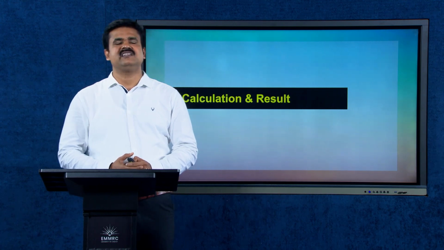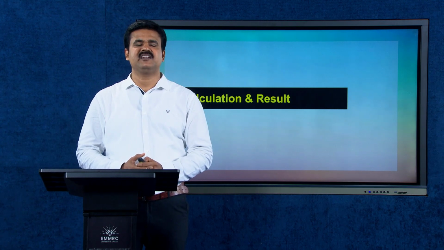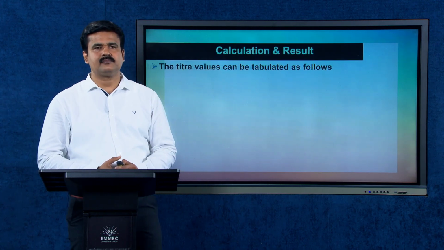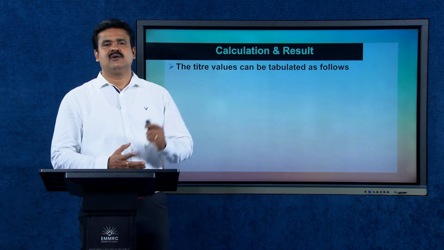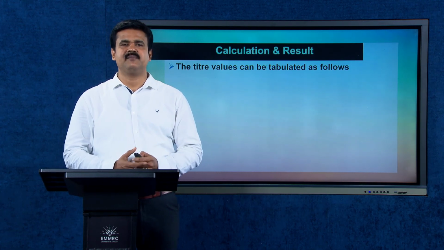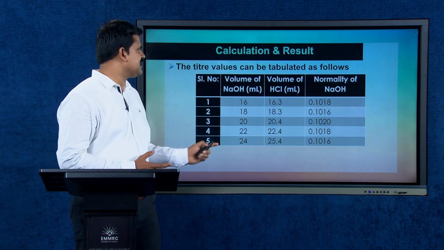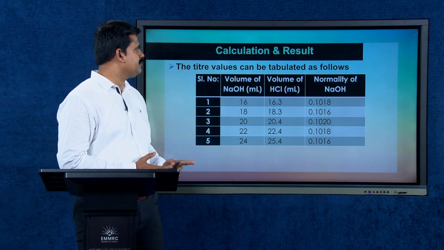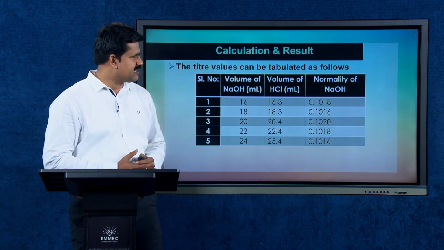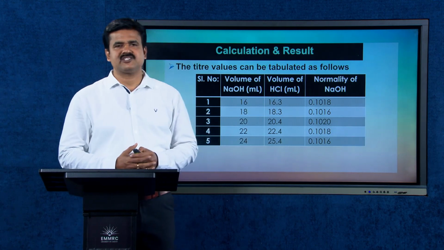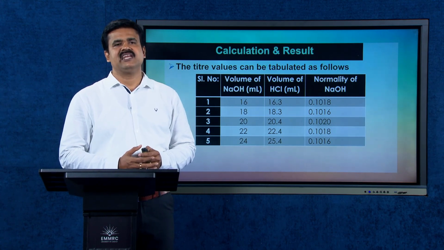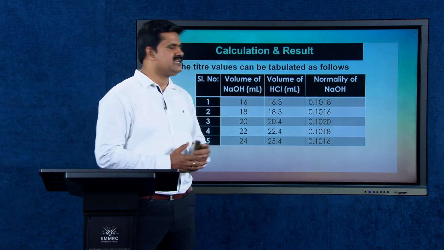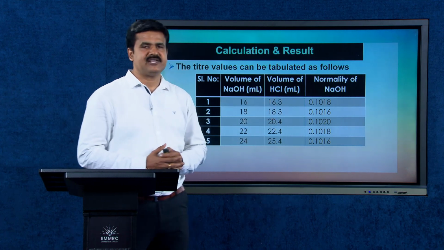Now we have completed the experiment, and the last part of experiment number 1 is the calculation and reporting of the results. The titer values obtained in the previous titration can be tabulated like this. This is the serial number in the first column. Volume of sodium hydroxide, first of all we take 16 ml and you get the corresponding titer value as 16.3. You can calculate normality based on the equation N1V1 = N2V2 or N_NaOH × V_NaOH = N_HCl × V_HCl. You will get a corresponding normality of NaOH as 0.1019 normal.